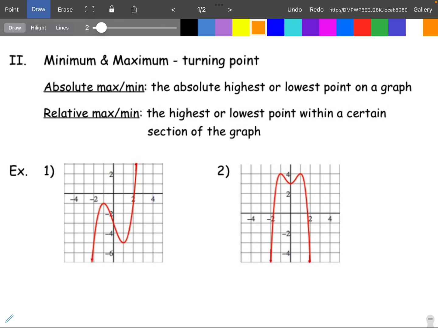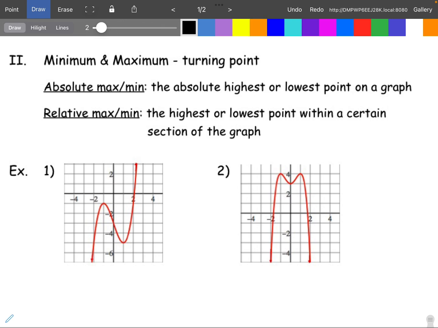Now there are two types of minimums and maximums. You can have absolute maxes and mins, or you can have relative maxes and mins. So absolute max and min is exactly what it sounds like. It is the absolute highest or absolute lowest point on a graph, meaning there is no point higher than an absolute maximum, and there is no point lower than an absolute minimum. Now a relative maximum or minimum means it is the highest or lowest point within a certain section of the graph. So not overall, there can be a higher point, just not within that immediate section of the graph.